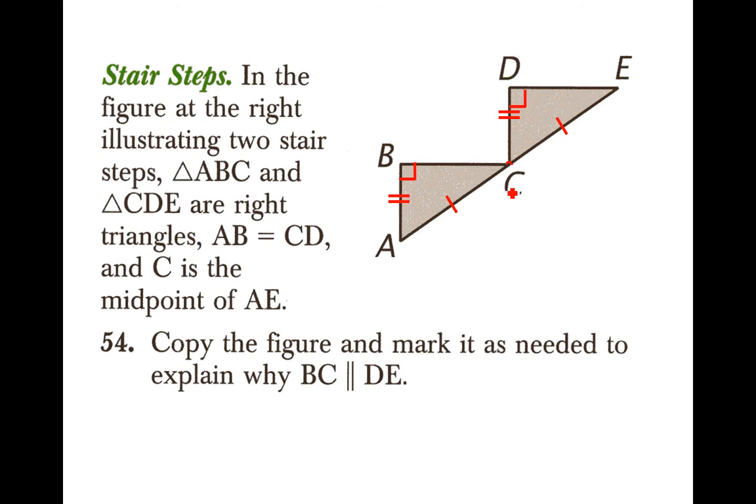Copy it, mark it up, and explain why BC is parallel to DE. Remember, when you're talking parallels, you need a transversal. So my suggestion to you is think of EA as the transversal. And now explain why those two are parallel. This is what we're after. Why are those two parallel?